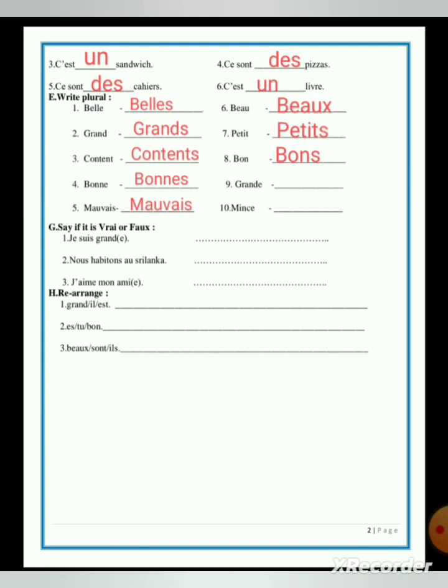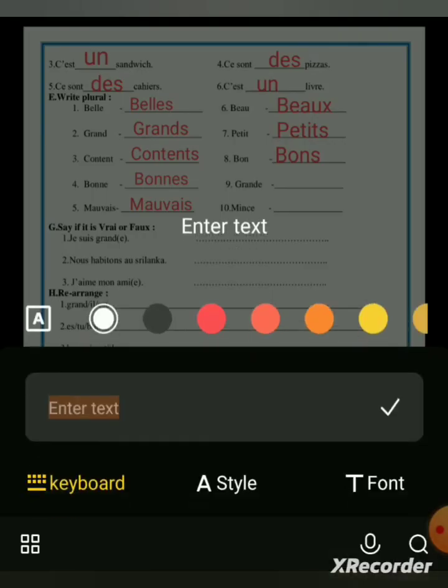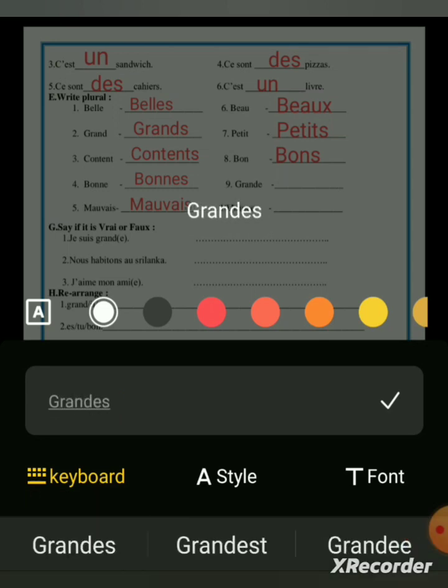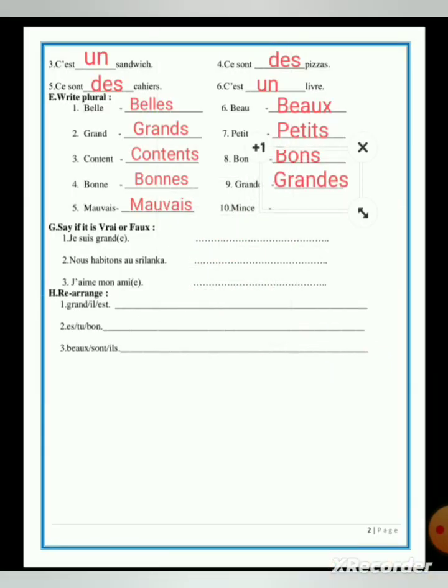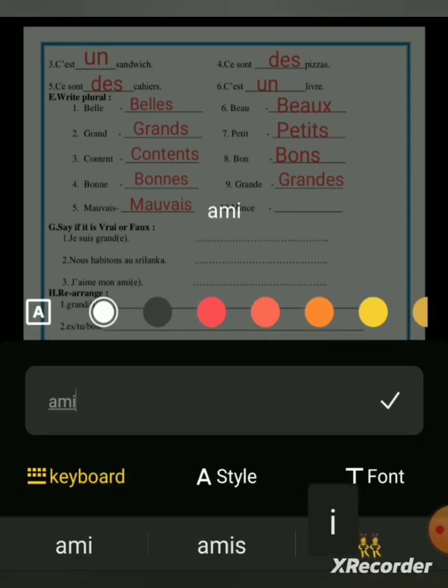Number 9 is grande. We have done number 2, grand, that is in the masculine form. So the second is masculine form, grand, and 9 is feminine form, grande, meaning tall and big. So for making its plural, we will add S at the end. Last one is mince. Mince means thin. So for making its plural, we will add S at the end.